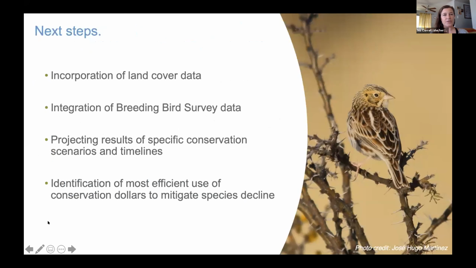So with that, we still have work to do. We need to incorporate our land cover data, specifically the amount of grasslands right around the points that we're estimating populations at, which will be important for our final model. Adam mentioned this, but we also hope to bring in breeding bird survey data to more fully represent the population across its entire breeding season range. And then we also want to project across a series of specific conservation scenarios and timelines, so we really get at the identification for efficient use of conservation dollars to mitigate the Baird sparrow decline.